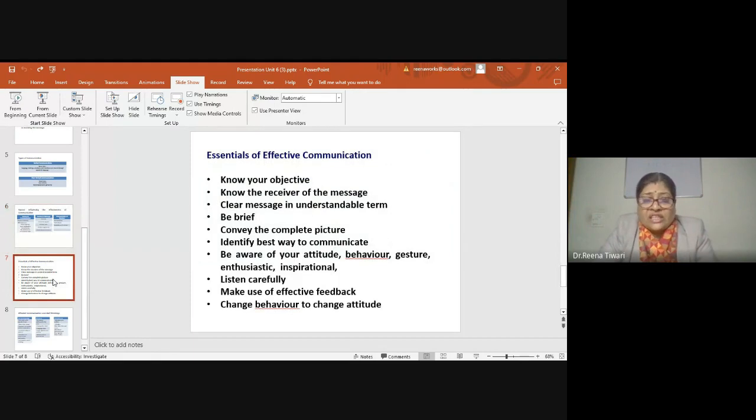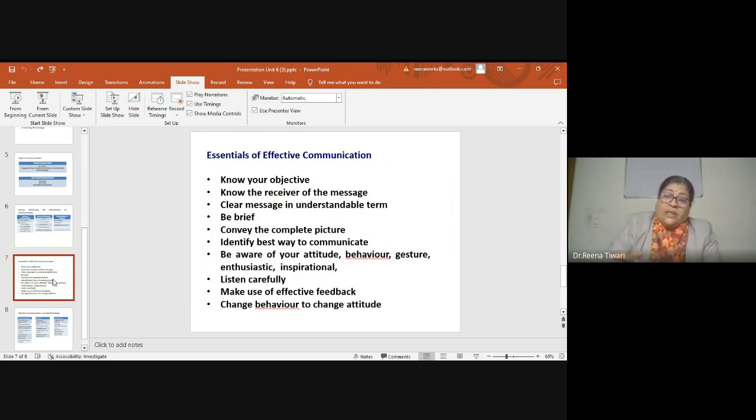Then for effective communication, some points are very, very essential. First, especially when I'm talking about the head teacher or the different teachers, they should know their objective. What is the objective of communication? What is it that you want to communicate? Which objective needs to be fulfilled by communication? That objective should be very much clear.